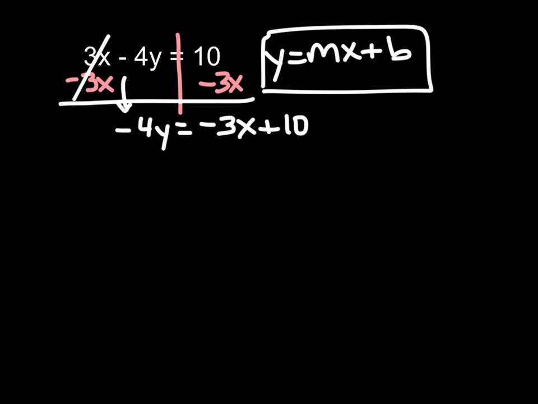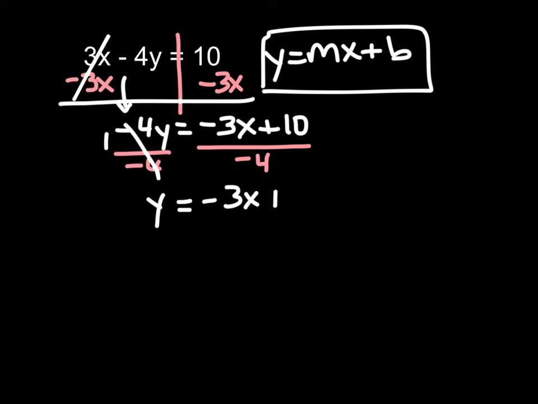Now we're going to divide both sides by negative 4 so that we can get our y value alone. Negative 4 divided by negative 4 is 1. And now we have y equals what's on the right here. So negative 3x plus 10 over negative 4. Remember, earlier we were just done at this point. We said we've solved for y, and that's great. However, we are going to take this one step further so that we are in this y equals mx plus b, the slope-intercept form.